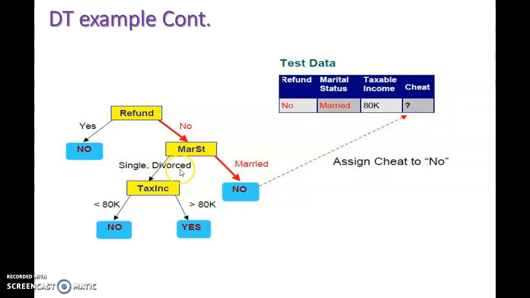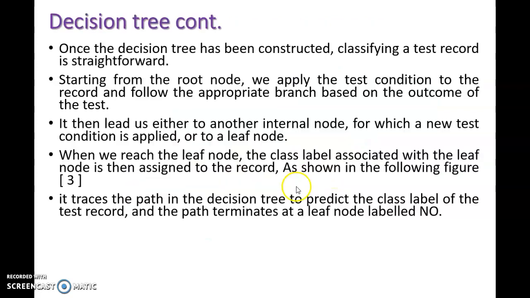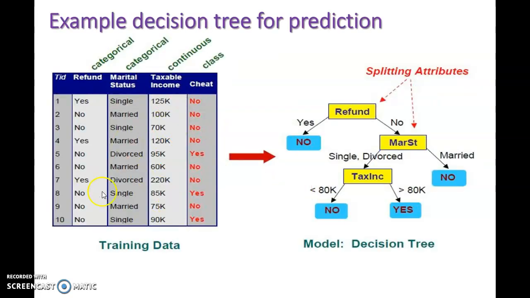Suppose marital status is single or divorced and income is 80k, then it is also yes or no. According to this, that is how the test data and train data work. Assign according to your previous example here.